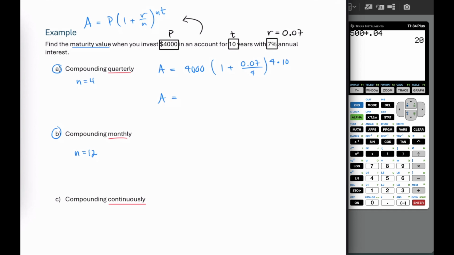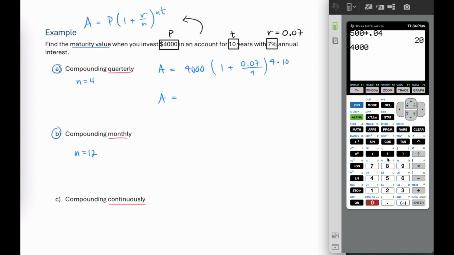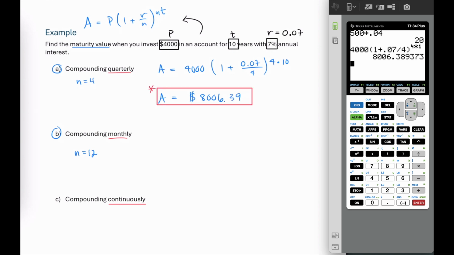And now we use our calculator to determine what this value is. So let's type in what we see. 4,000 times 1 plus 0.07 divided by 4, close the parentheses, and then we'll raise that to the 4 times 10 power. And this gives us $8,006, and we'll round this to 39 cents. Rounding it to 2 decimal places makes sense for a financial model. So again, that end amount is $8,006.39.